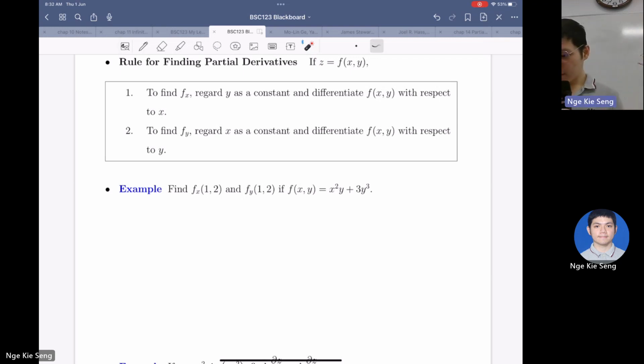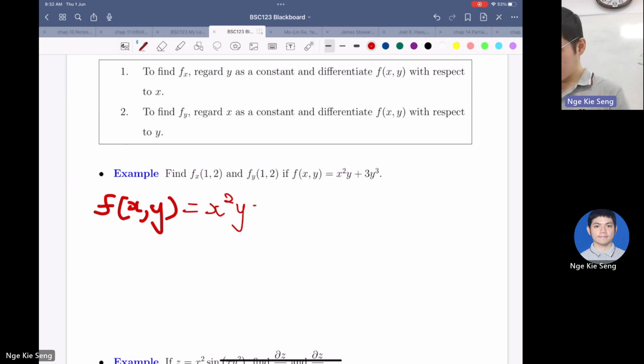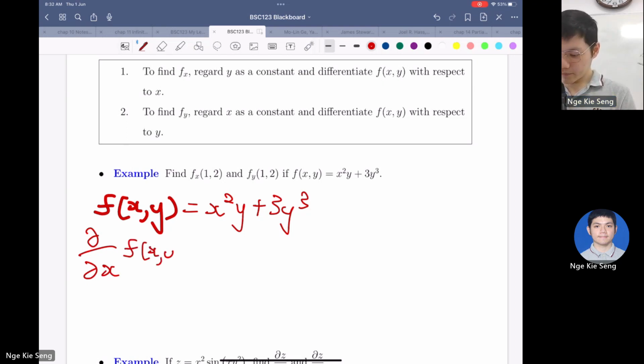So let us try one example here. So the function is f(x,y) equals x squared y plus 3y cubed. Okay, so let's say we want to differentiate f with respect to x. So there are two variables here. How do we treat the y variable? We just treat it as a constant.